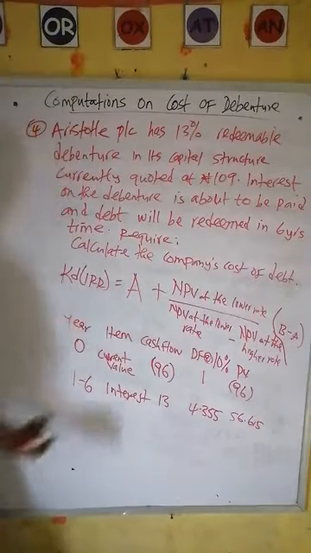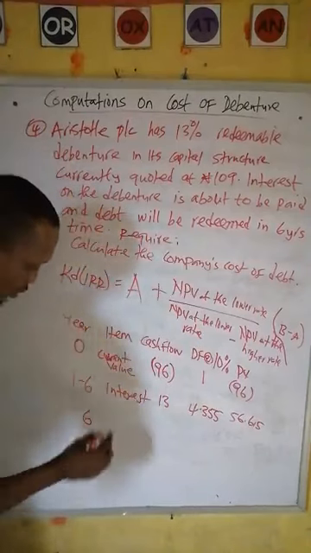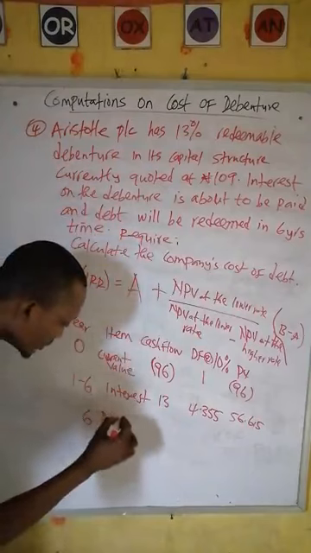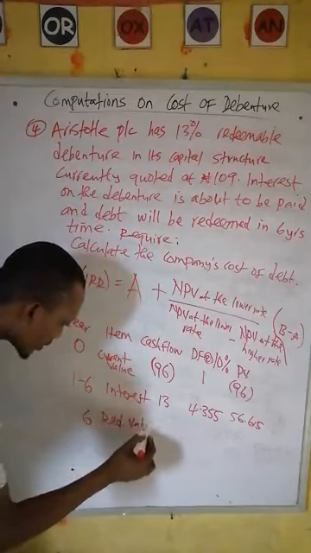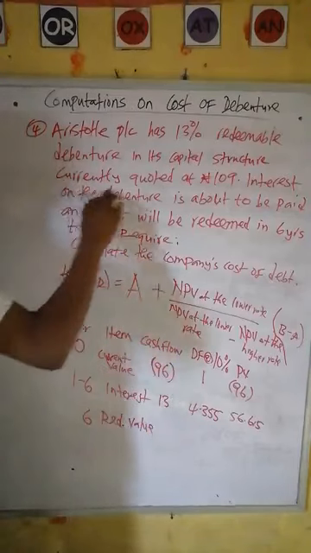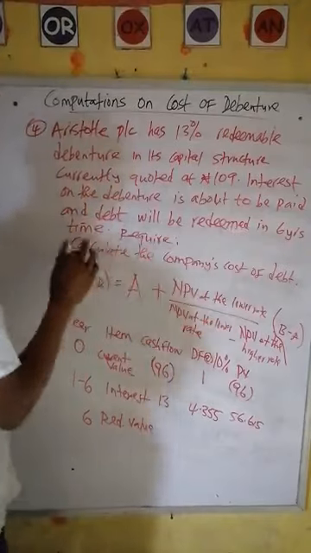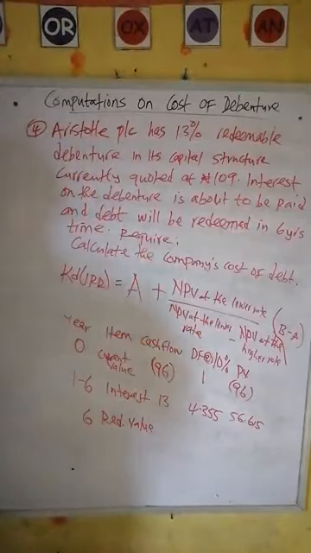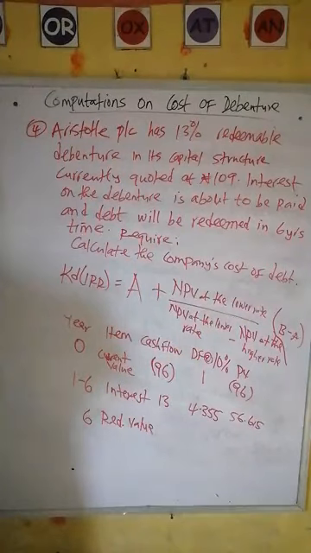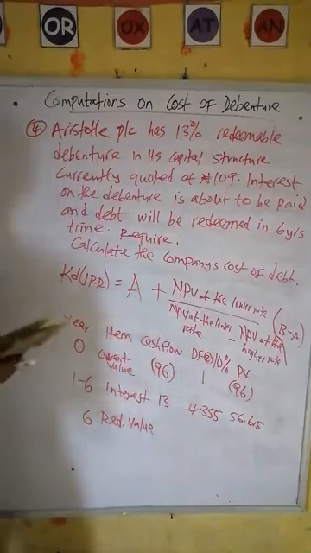After year 6, what are you doing? You are going to redeem. So year 6, redemption value. At what value are you going to redeem it? Currently, the interest on the debenture is about to be paid, and the debenture will be redeemed in 6 years' time.